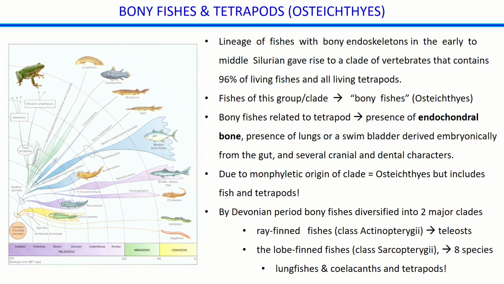They gave rise to the clade of vertebrates that contains 96% of living fishes and all living tetrapods. So all tetrapods and all fishes belong to this clade of Osteichthyes. But then what are fish? All of the vertebrates excluding tetrapods. Bony fishes are related to tetrapods because of the presence of this endochondral bone. Endochondral bone means the endoskeleton has been replaced by this hard bony substance. That is a characteristic shared between the Osteichthyes group and all the tetrapods.